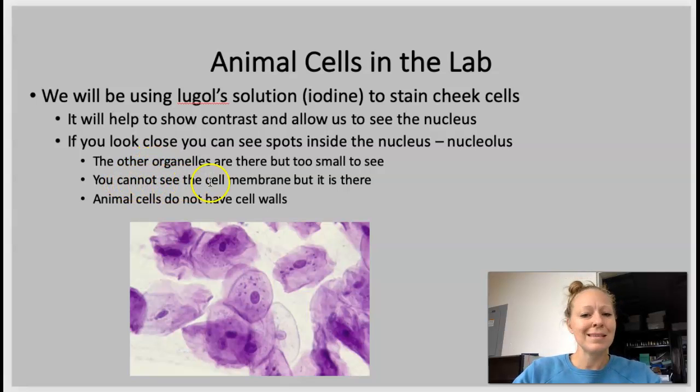You cannot see the cell membrane, but the cell membrane is just going to be sort of the outside. It's sort of like the walls, but they're not walls. There's a membrane, and so that's going to be on the outside. So when you're labeling that on your lab, you may not necessarily see specifically the cell membrane, but it's right here.